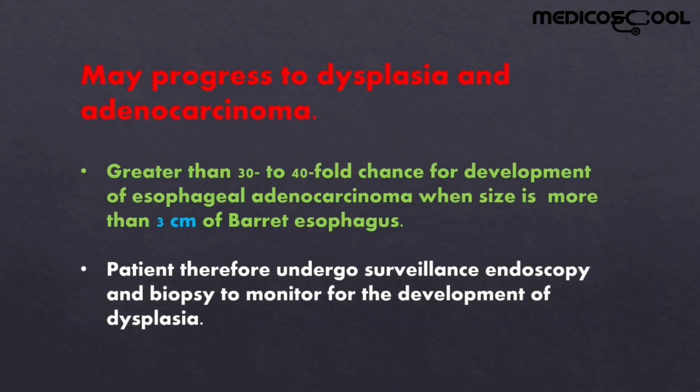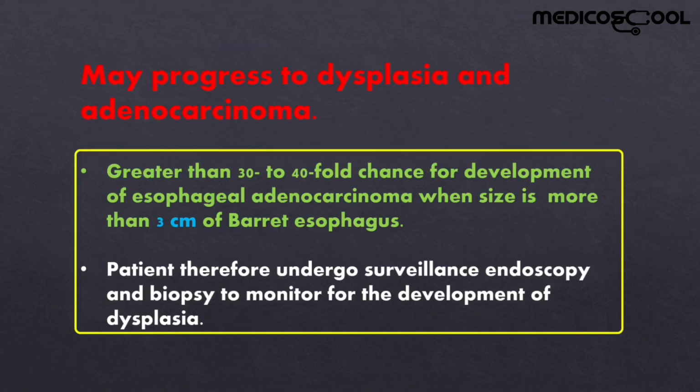Now, this Barrett esophagus can also progress to dysplasia and adenocarcinoma, and there are about 30 to 40 fold chances for development of esophageal adenocarcinoma when the size of this Barrett esophagus is greater than 3 centimeters. If it is greater than 3 centimeters, then there are 30 to 40% chances of developing into dysplasia and adenocarcinoma.